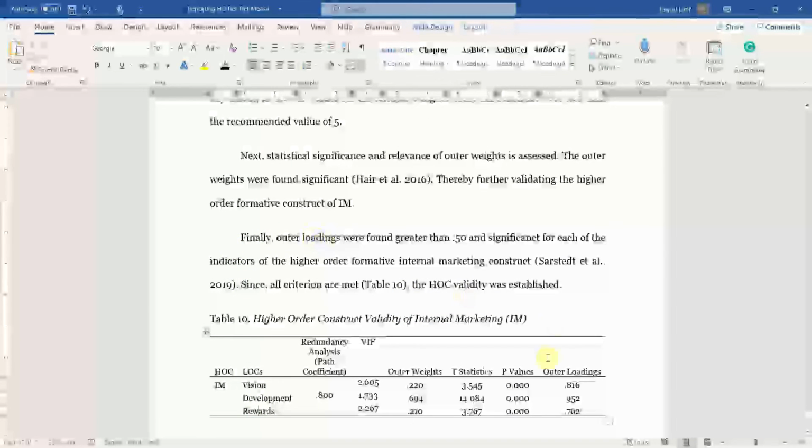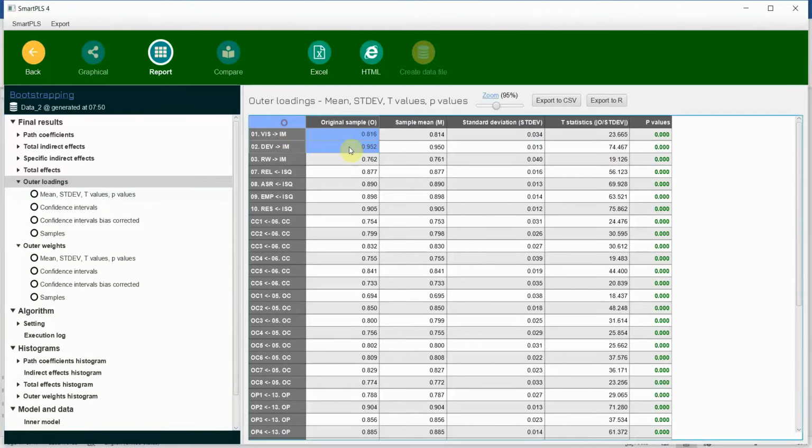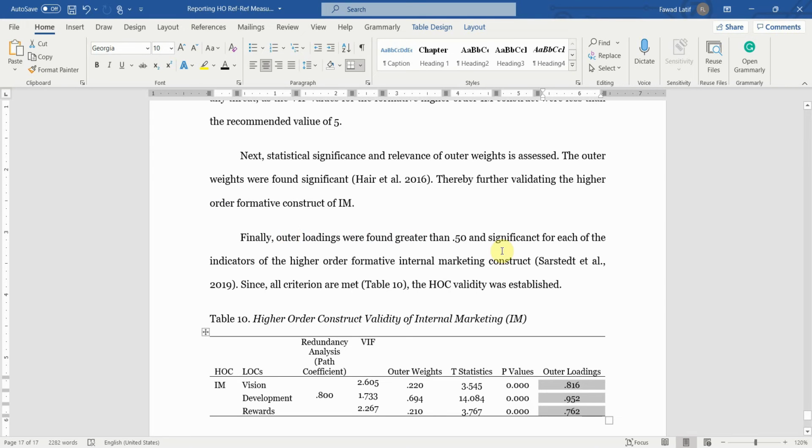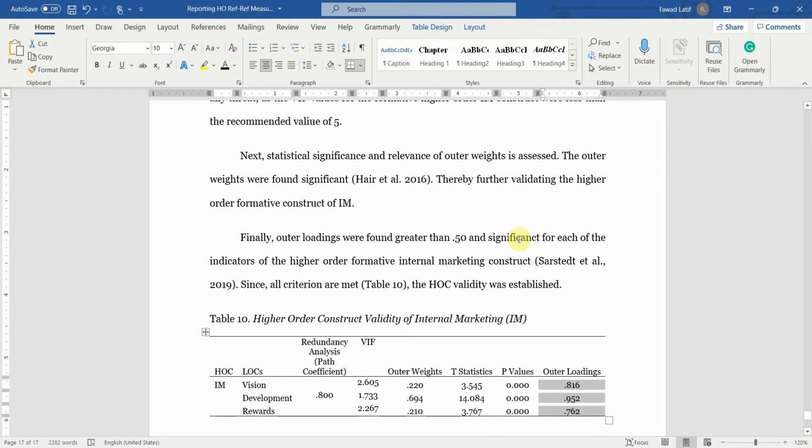Finally, outer loadings. Where are the outer loadings? Here they are. And where are they in the output? Here they are. Outer loadings. Have a look here. Outer loadings were greater than 0.50. Are they? Yes. And significant. Are they significant? Yes, they are significant. And significant for each of the indicators of the higher order formative internal marketing construct.